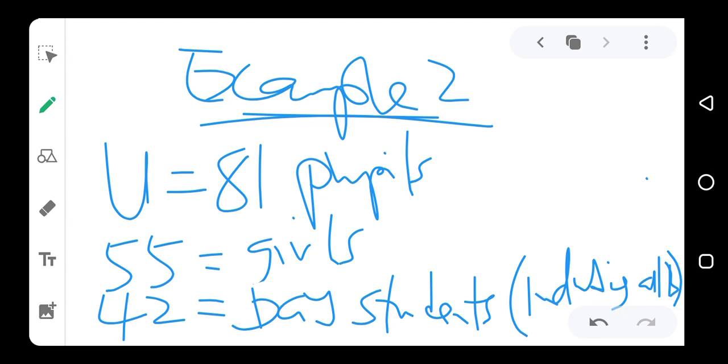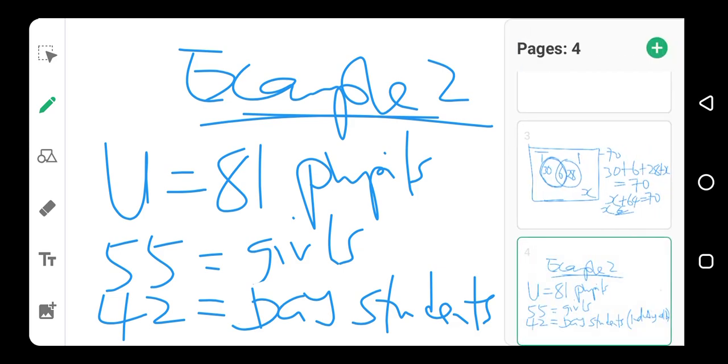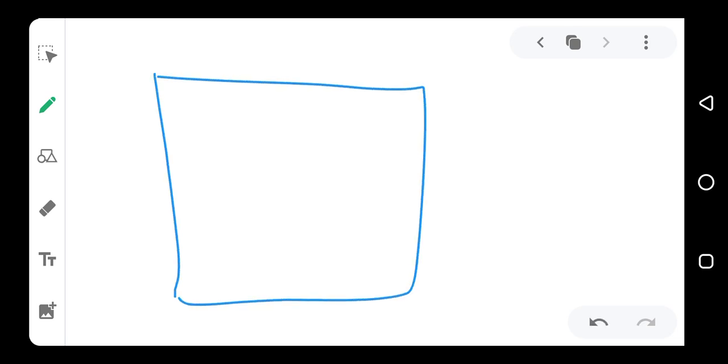That is in bracket, including all boys. Now, draw a suitable Venn diagram to show this information. We start with our universal set. The universal set contains 81 pupils.